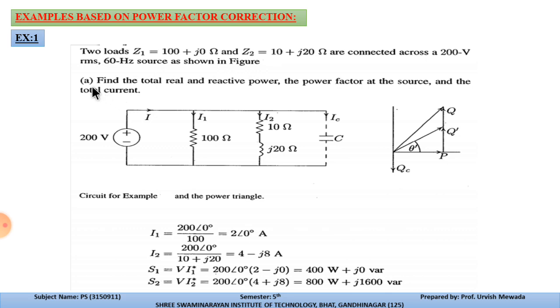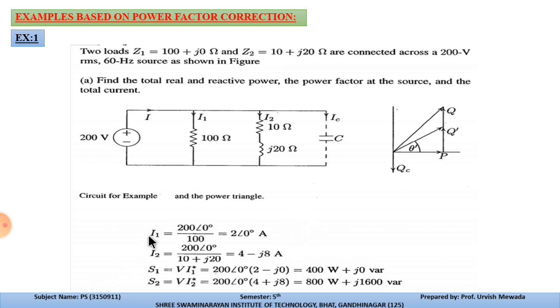The first thing we need to calculate is the total real and reactive power, the power factor at the source, and the total current. So we start by calculating the current of each branch. Start with the current I1 equals V by R. V by R is 200 at angle 0 by 100, so that will become 2 at angle 0 ampere. I2 will become 200 divided by 10 plus j20, which is 4 minus j8 ampere.